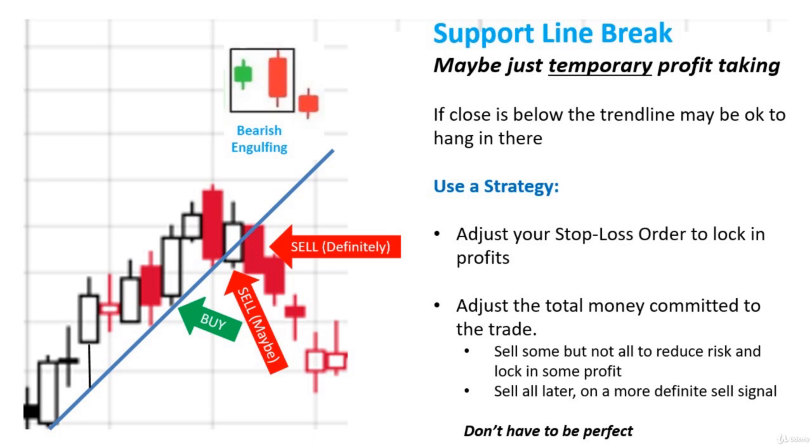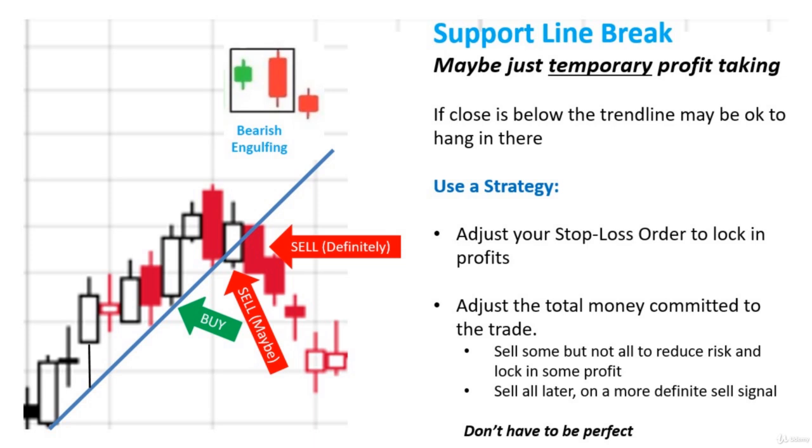So the idea is, I've made a profit, and I'm going to lock in some of those profits. I think I might have a false breakout, maybe some temporary profit taking. I'm going to hang in there a little bit, but with a smaller position, a smaller amount committed, because I've already taken some of it out. And if it looks like it goes south and it really is a definite breakage and it keeps going down, as in this example it does, well then I'll sell at that.